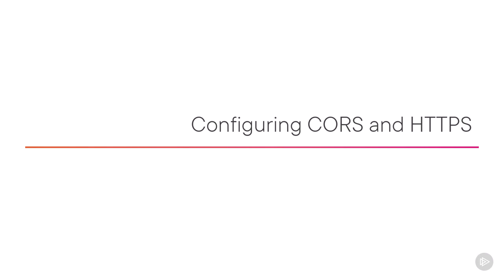If your API is going to be called by browsers, such as for single-page applications or SPAs, then you may need to configure Cross-Origin Resource Sharing, or CORS. You'll also most likely want to configure your API to support HTTPS, and ideally only HTTPS.